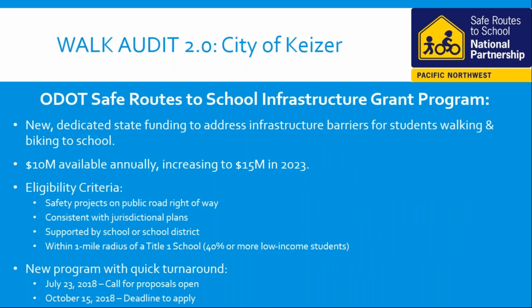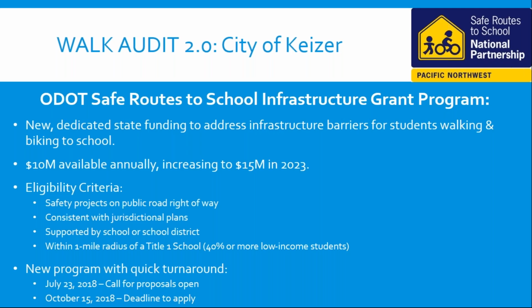So again, this is a new grant program. It's the Safe Routes to School Infrastructure Grant Program, which came about as part of the larger transportation package that was passed by Oregon State in 2017. This is a new source of funding to address infrastructure barriers for students walking and bicycling to school. There's $10 million available annually, which is going to increase to $15 million in 2023.